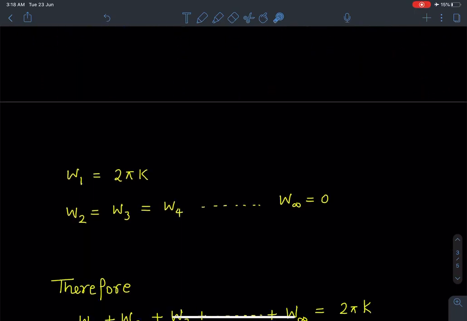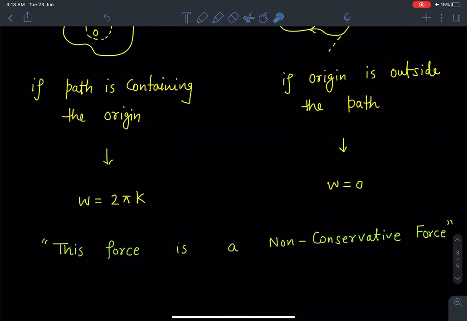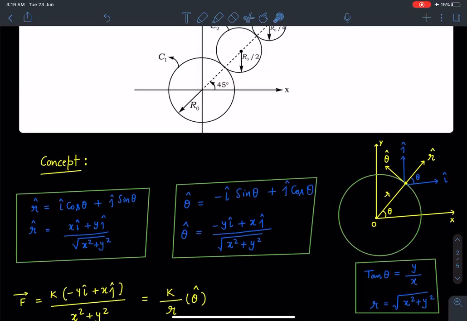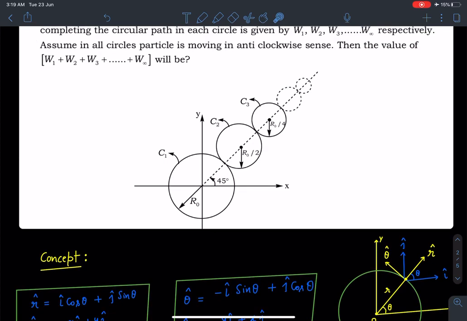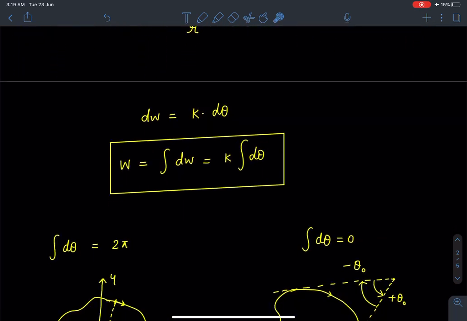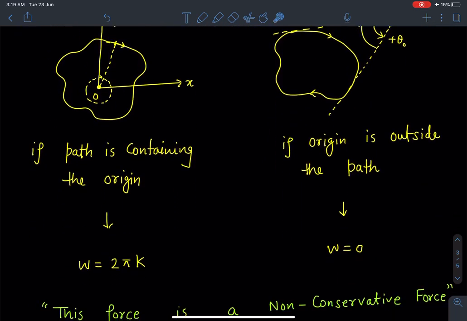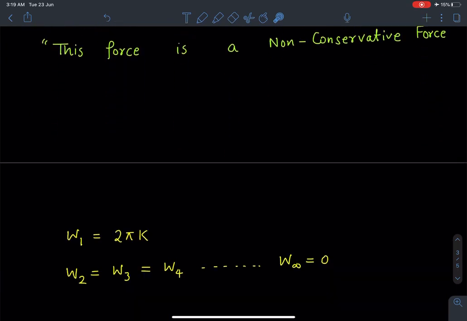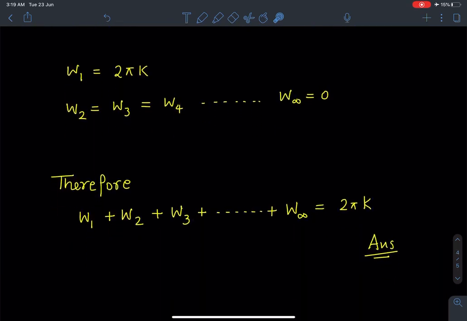Therefore, in this situation, W1 is the work done on path C1, which contains the origin, so this will become 2 pi k, and the next one will become 0. In the remaining circles, the work done will also become 0. Therefore, the total work done W1 plus W2 plus W3 up to W infinity is going to give us 2 pi k, which is the final answer for this question.